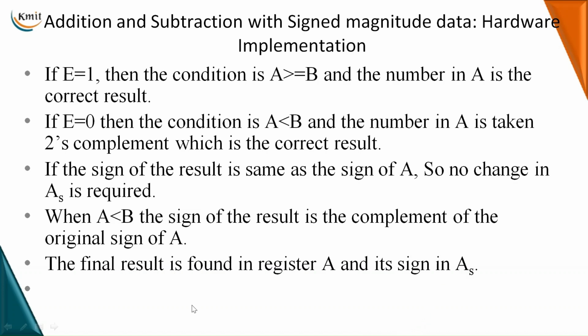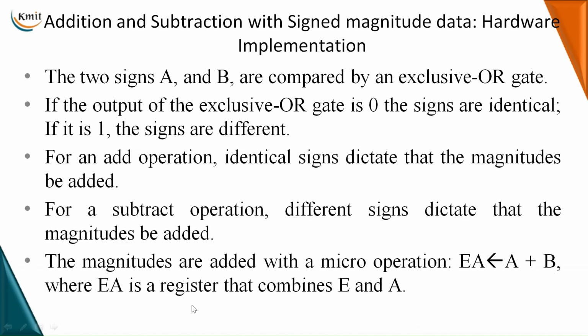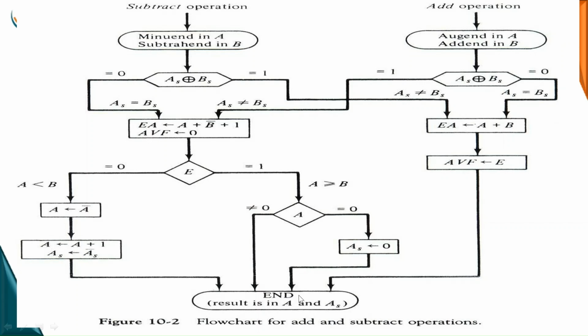Finally, whatever the case, the output of your addition or subtraction operation will be stored in the source register A, and the sign of the result will be stored in your flip-flop AS. This is how you perform addition and subtraction operations.